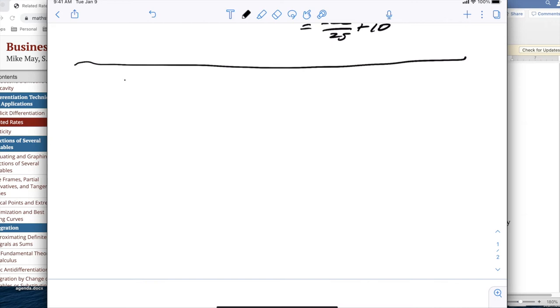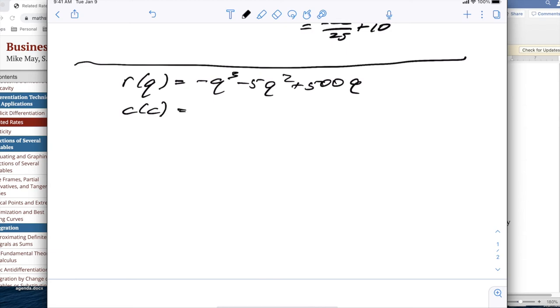In this case, my revenue in terms of quantity is minus quantity cubed minus 5 quantity squared plus 500 quantity, and my cost in terms of quantity is 500 plus 10q plus q squared. I don't particularly want to solve this for quantity. I'd have to use the quadratic equation. I don't want to solve the other way because I really don't want to have to solve the cubic equation. I'm just going to leave them as they are.